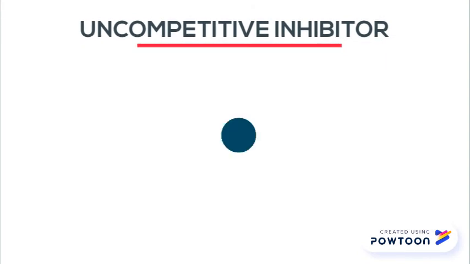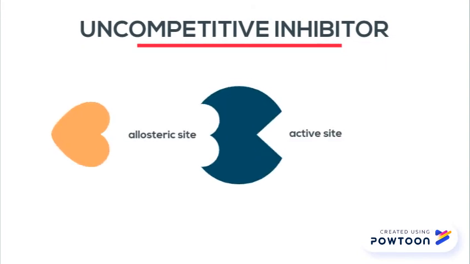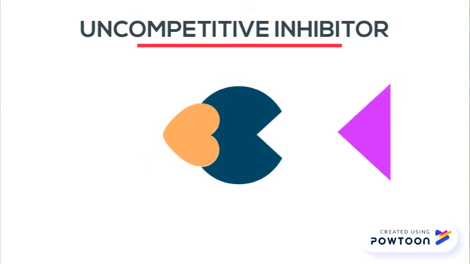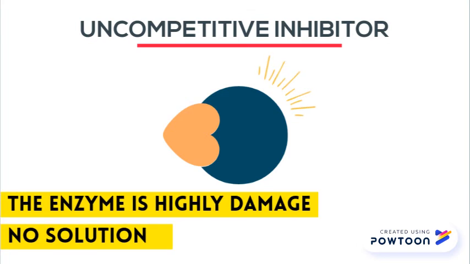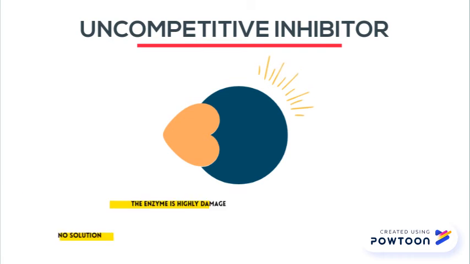Secondly, uncompetitive inhibitor. This inhibitor binds to the allosteric site of enzymes, causing the active site to change its shape. So, the substrate cannot bind to it, as the enzyme is highly damaged. There is no solution for this problem.